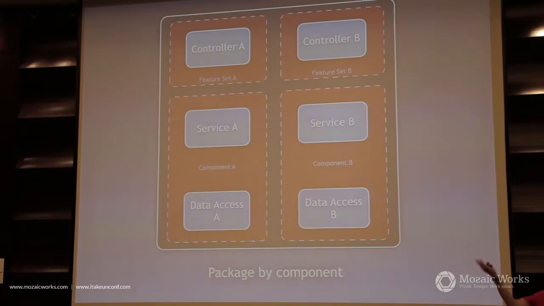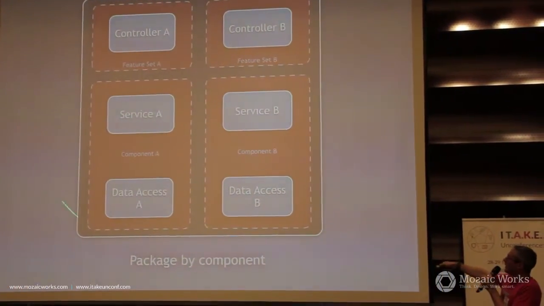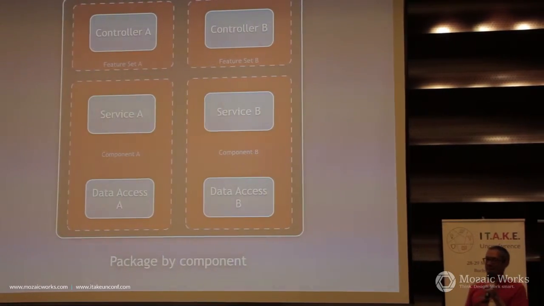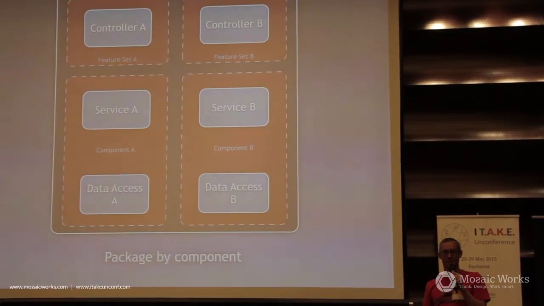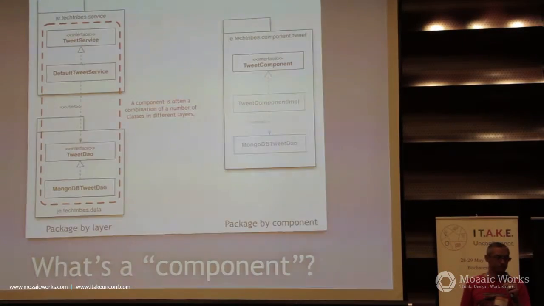I talked about package by layer this morning, and I talked about package by feature. This is a kind of hybrid approach, which I call package by component. Essentially, what I want to do is group related things together. So all of my web app controllers, I'm going to keep them separate because they are separate. They're my user interface. I'm going to wrap up my service and my data access object together if they're related. Right, so it's a really, really simple refactoring.